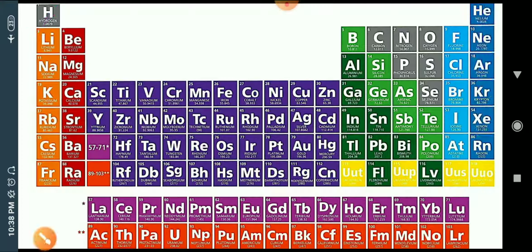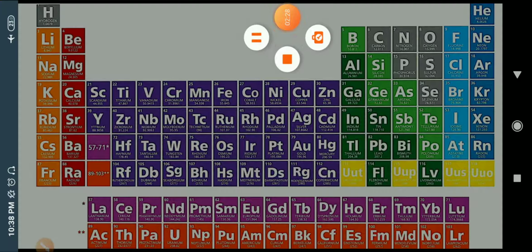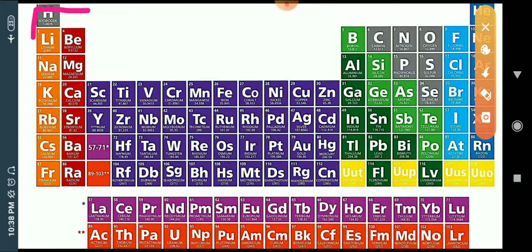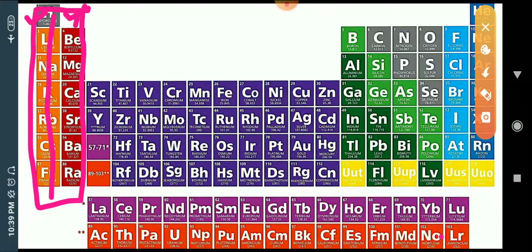Now this periodic table is classified into 4 blocks. So listen here. This block is called the S block, and it contains the first and second group. S block contains first group and second group.